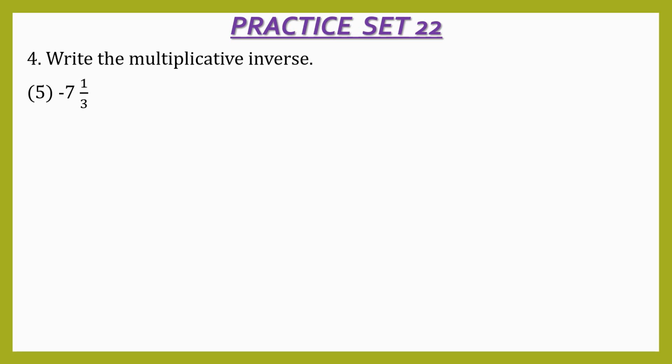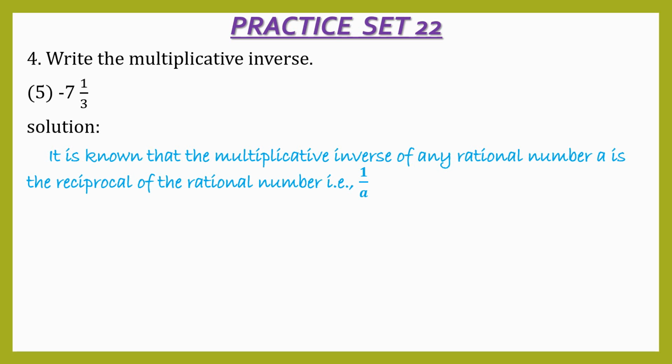The last sum of multiplicative inverse is the fifth sum, minus 7 of 1 upon 3. So we need to find the multiplicative inverse of minus 7 of 1 upon 3. Solution. It is known that the multiplicative inverse of any rational number a is the reciprocal of the rational number, that is 1 upon a.